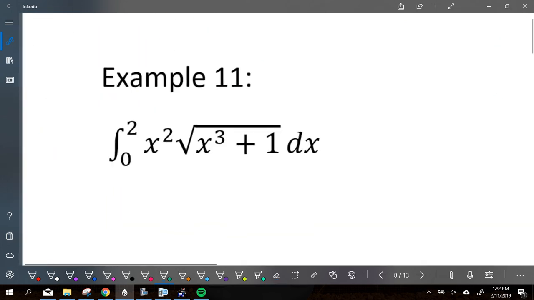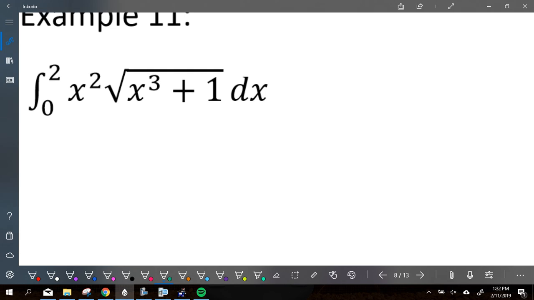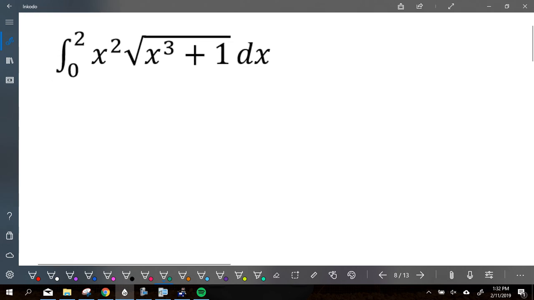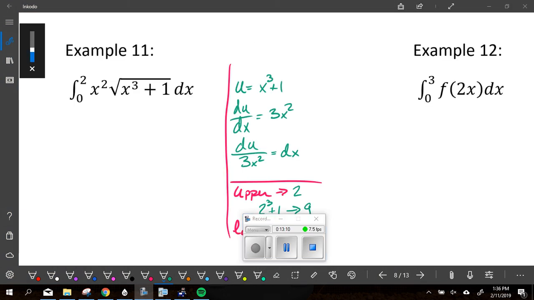Try number 11. You got that thing right there. You're setting up your u. Set up your du dx. Find dx. Find upper and lower bounds. You got a little bit of work there. See if you can do that. Once you've done all the u part, everything else is pretty easy, but you got to get through that u first. I liked where we were at.